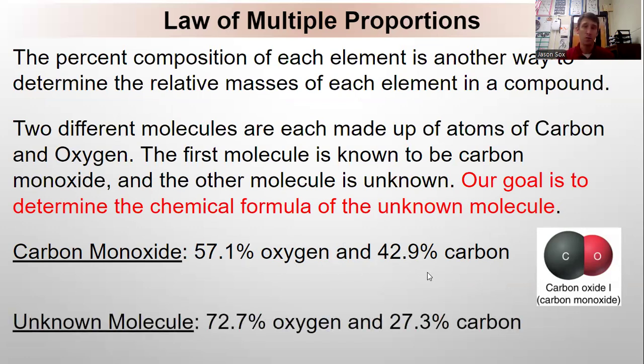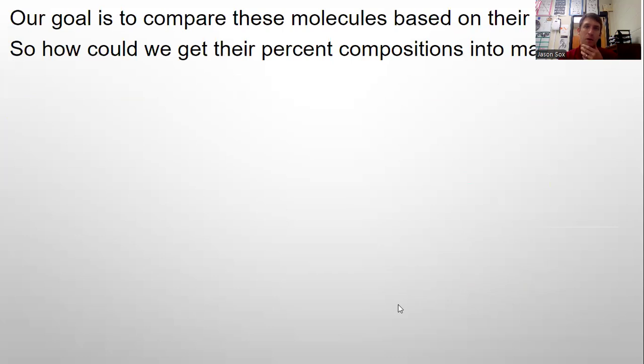Now, there's an unknown molecule. What I do know is that this unknown molecule is going to be made up of just carbons and just oxygens, but I don't know what the ratio is. I don't know how many C's and I don't know how many O's there are. So giving you some additional information, this unknown molecule with unknown formula is 72.7% oxygen and 27.3% carbon. Our goal is to figure out what this chemical formula is. How many C's will there be? How many O's will there be? Obviously it's different because the proportion by mass is different, so it's not the same compound.